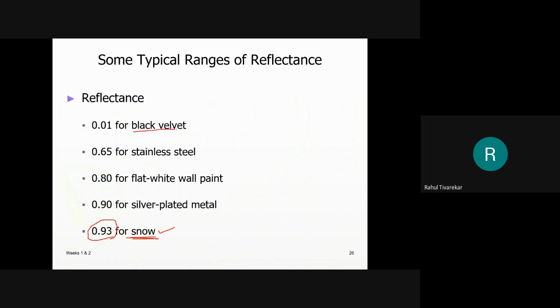If we look at black velvet, even if you incident a large amount of light on it, it can reflect only 0.01. The meaning of this is that 99% of the light is completely absorbed by the black velvet. Similarly, many other materials will have different reflectances as shown here, and because of that, the image will be formed. So, for example, suppose I show you greenery here, and on that greenery there is a wooden table, and there is an apple kept on this.